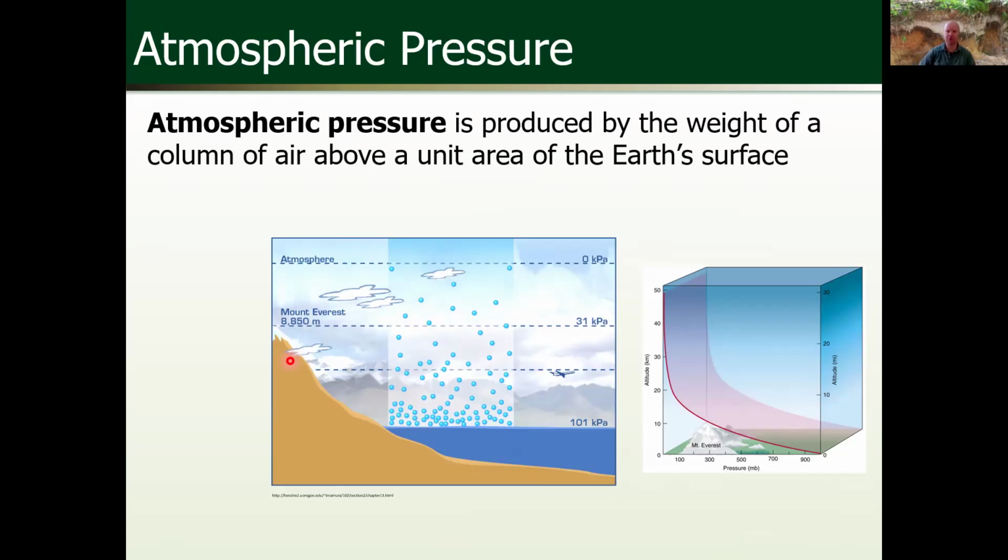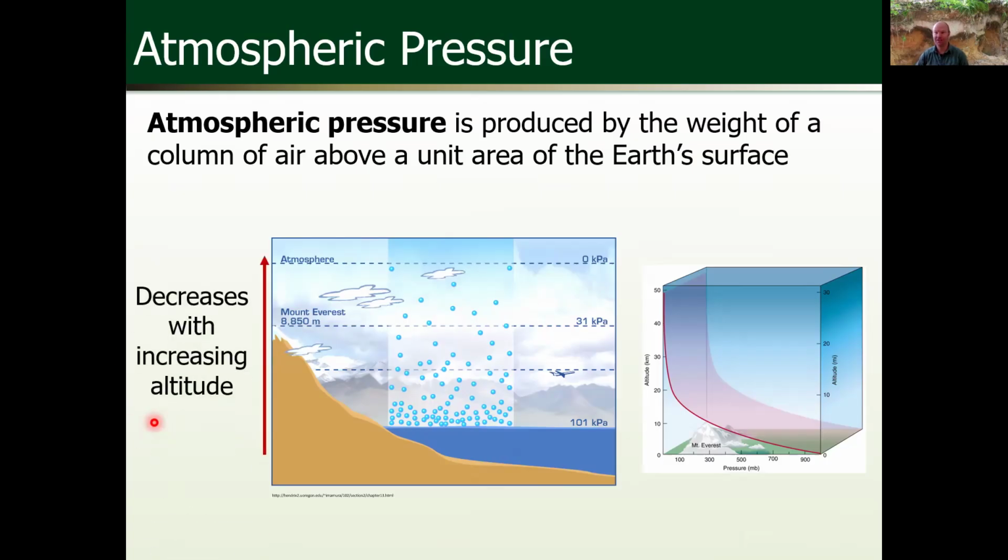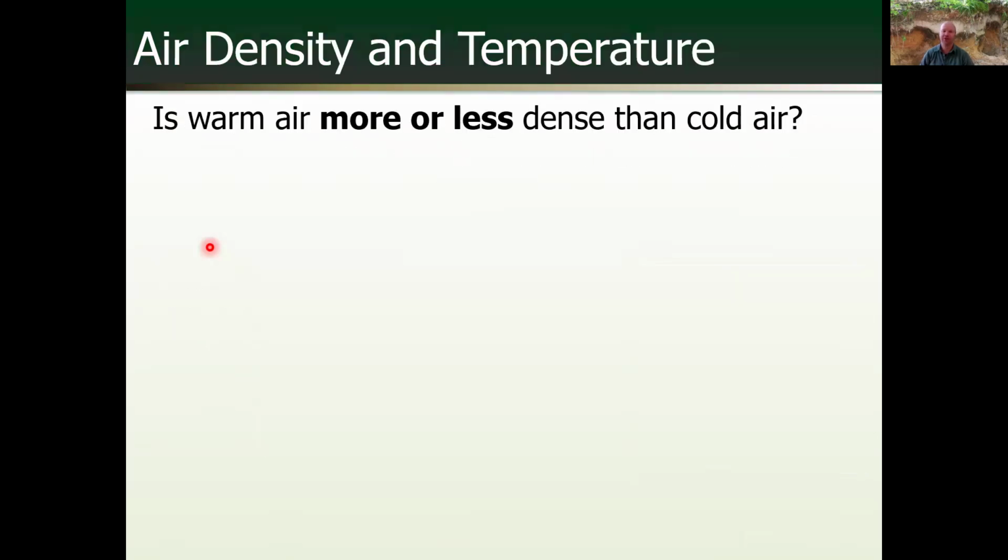A close-up of pressure here. As we've learned over the course of the semester, atmosphere weighs something, and there's a bunch of atmosphere above us. Because of that, you have the greatest pressure near sea level. Then as you go up and up in elevation, you have less and less mass, and there's less pressure. So you have decreasing pressure with increasing elevation.